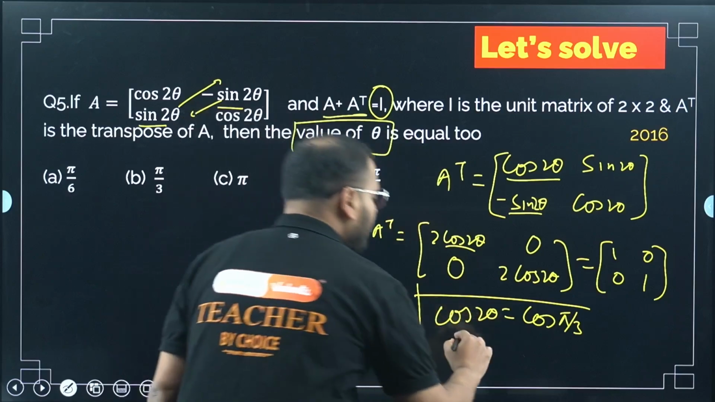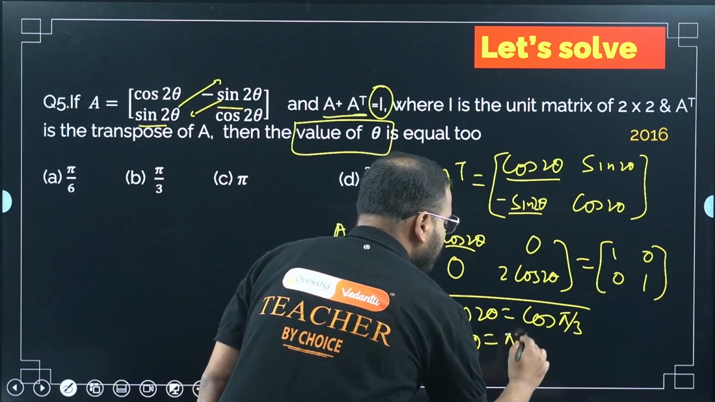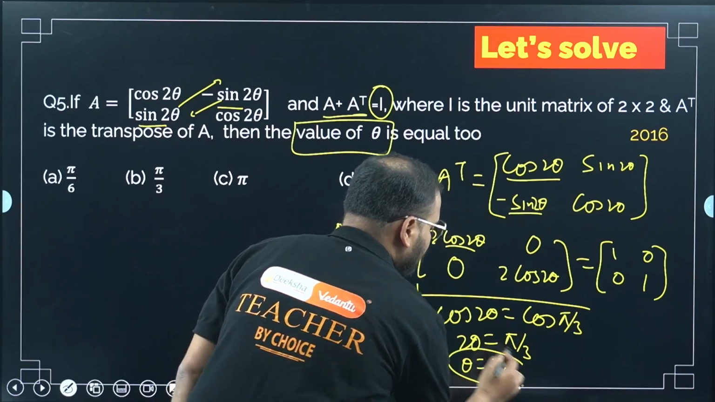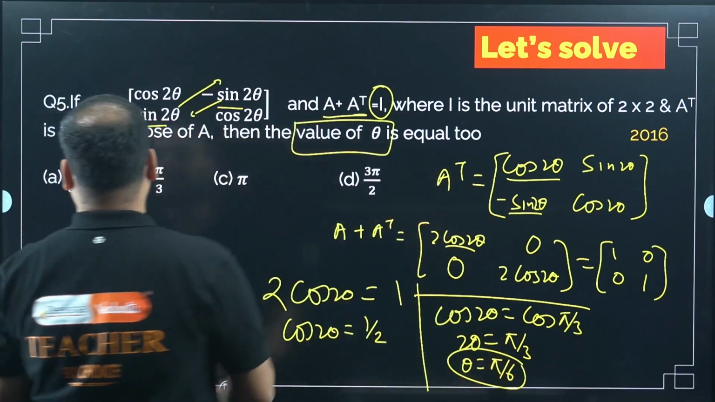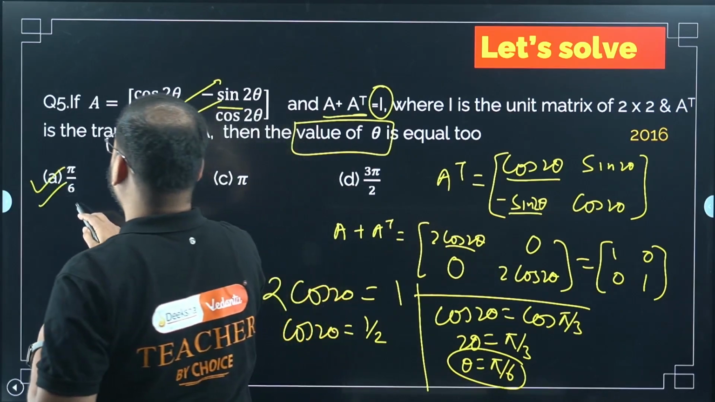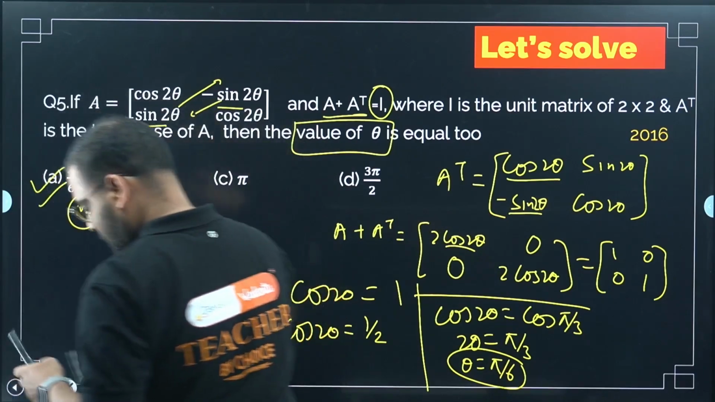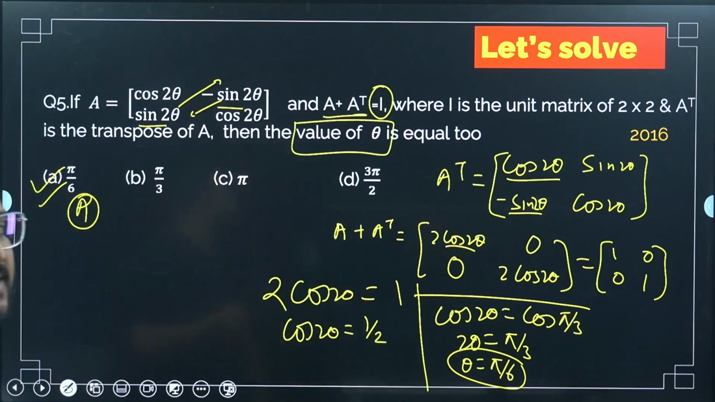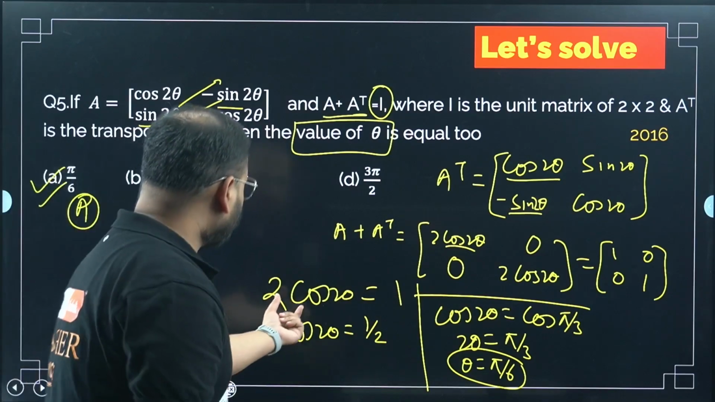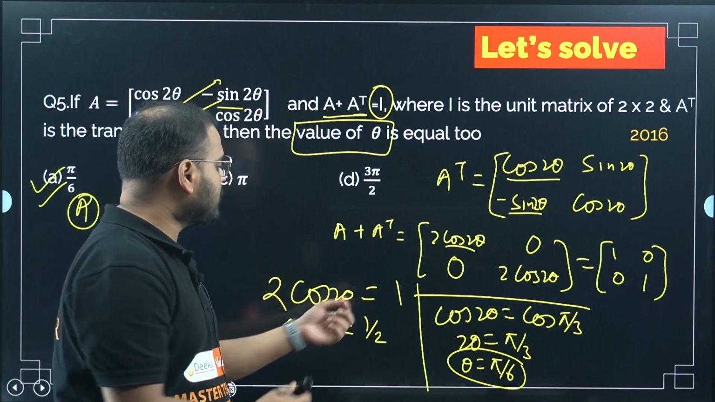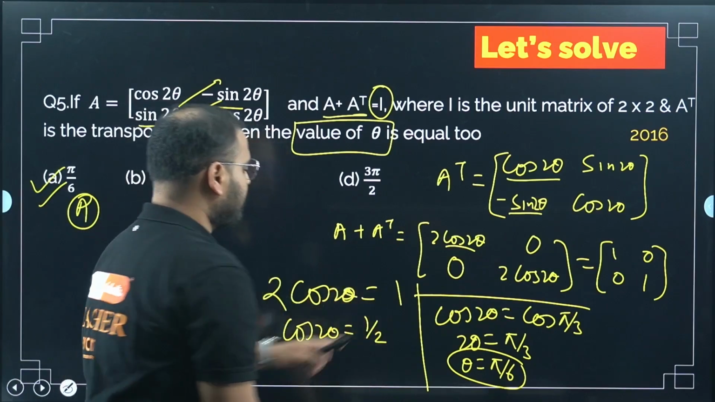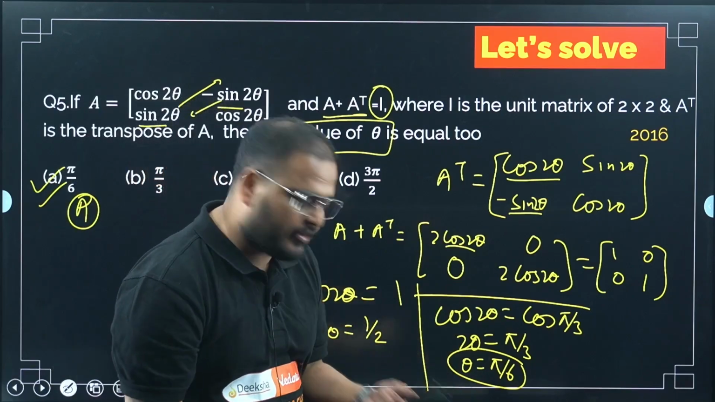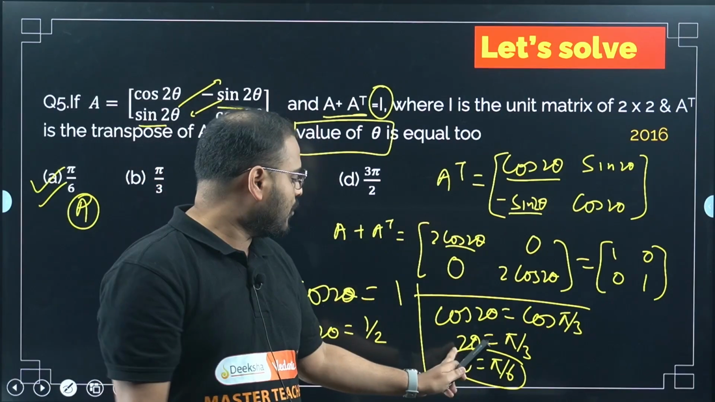Please compare. What are you getting? 2 theta as pi by 3. So theta is coming as pi by 6. Option A. You can see this. We got 2 cos 2 theta equals 1, so cos 2 theta equals 1 by 2. Cos is 1 by 2 at pi by 3. So we solve this equation and get theta as pi by 6.